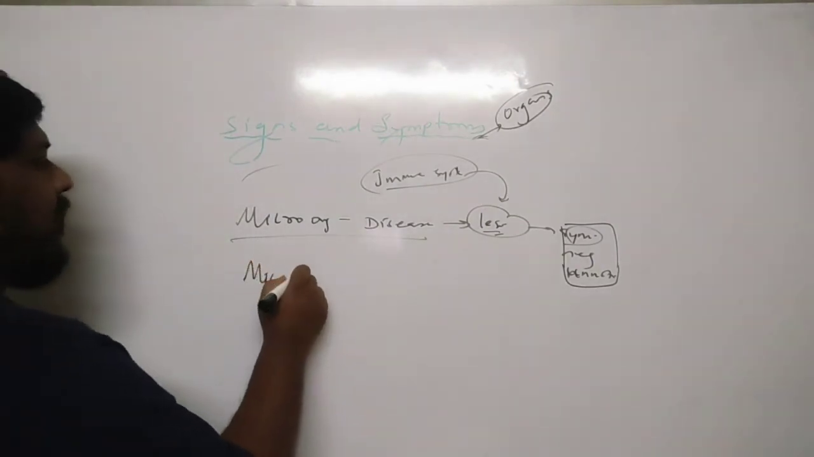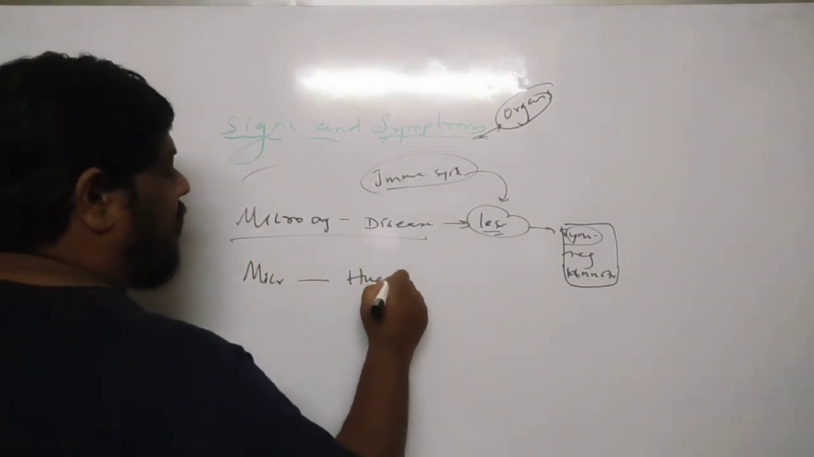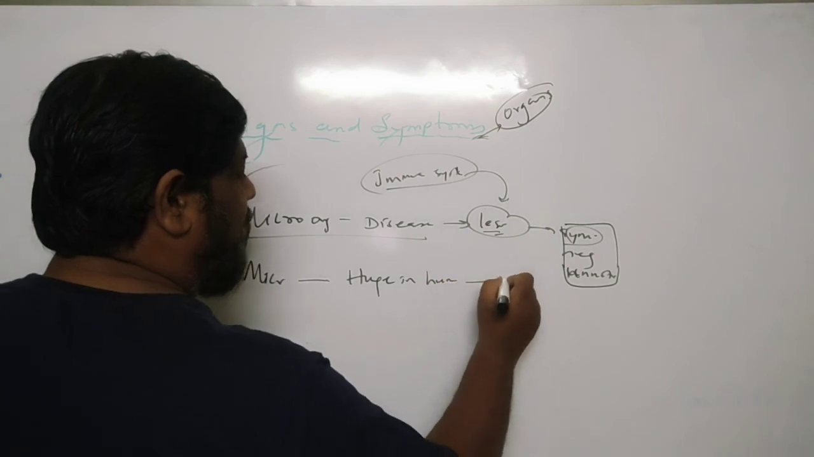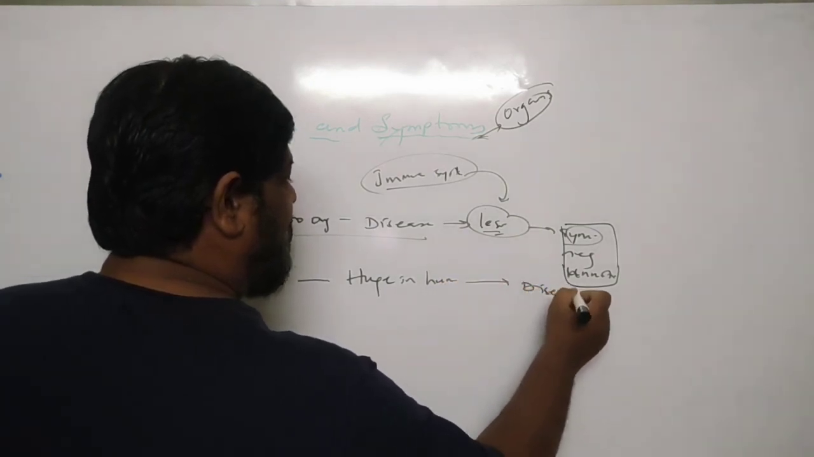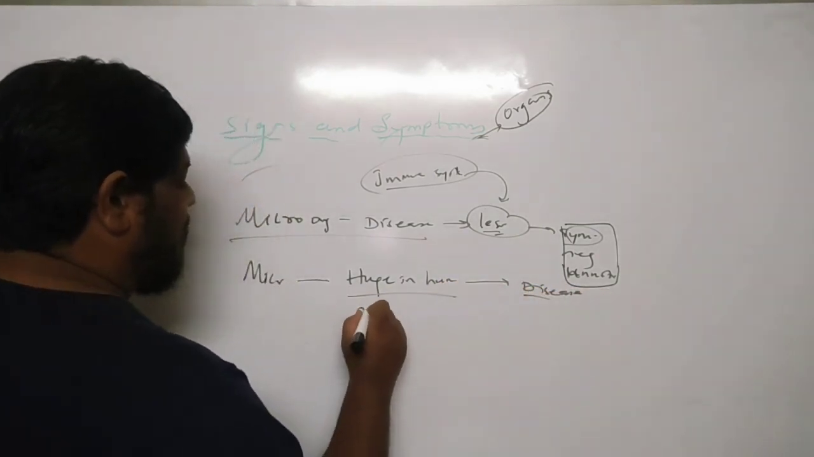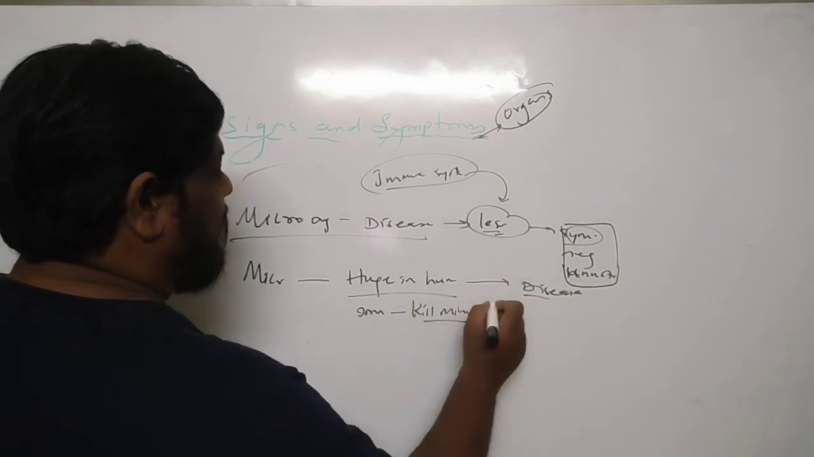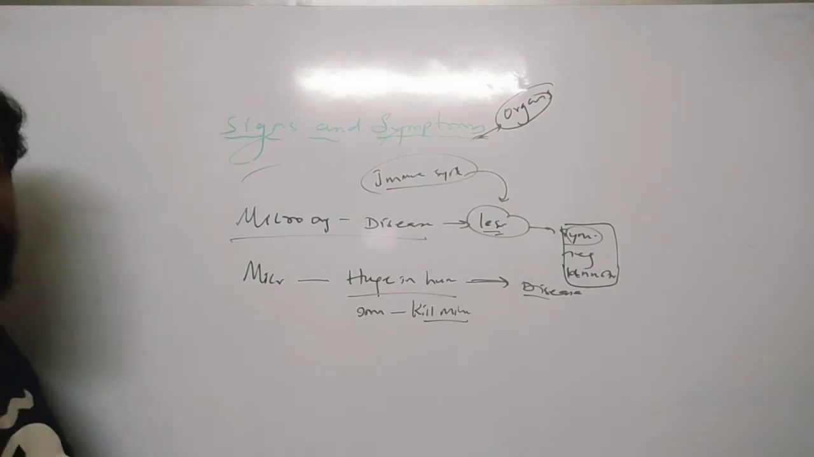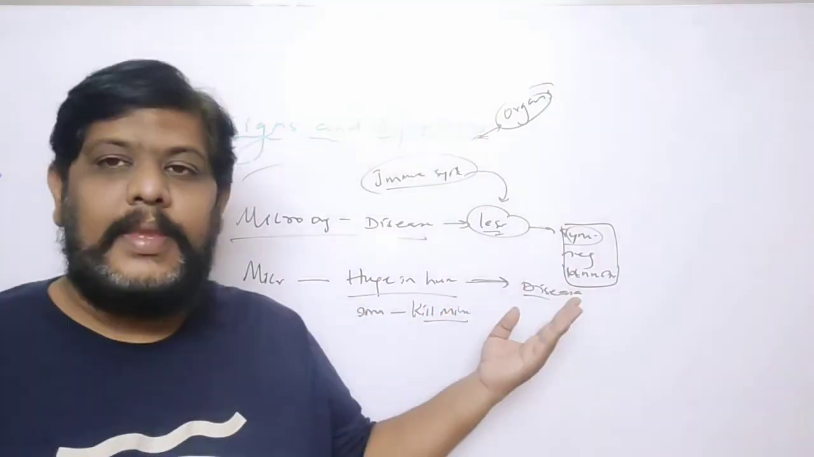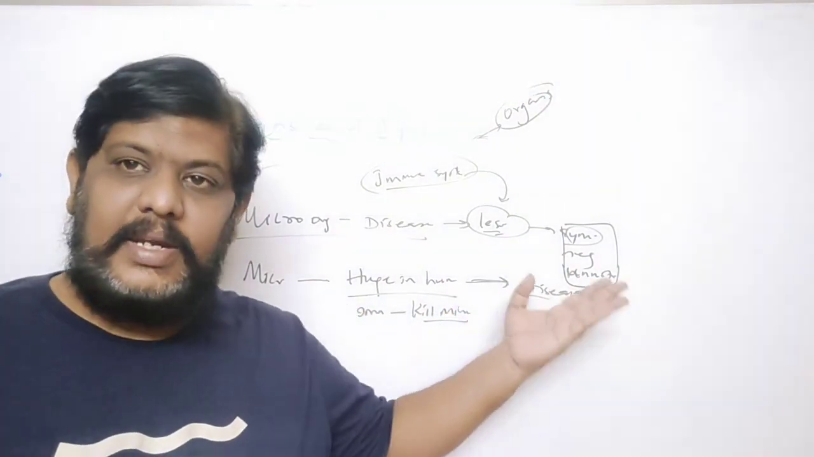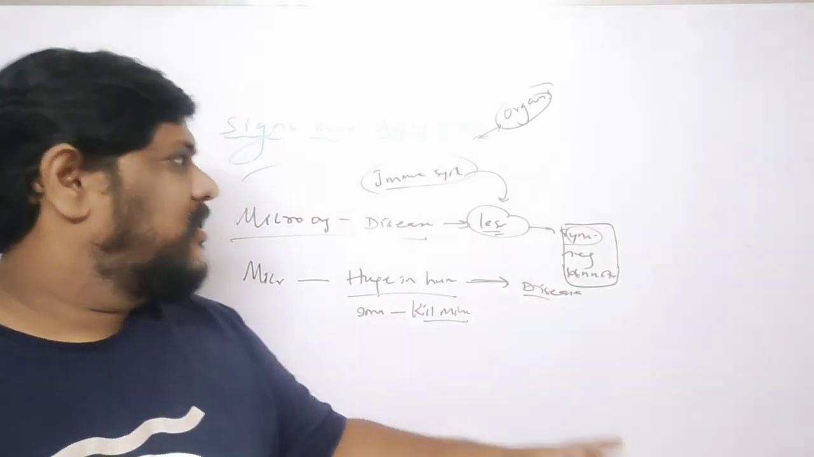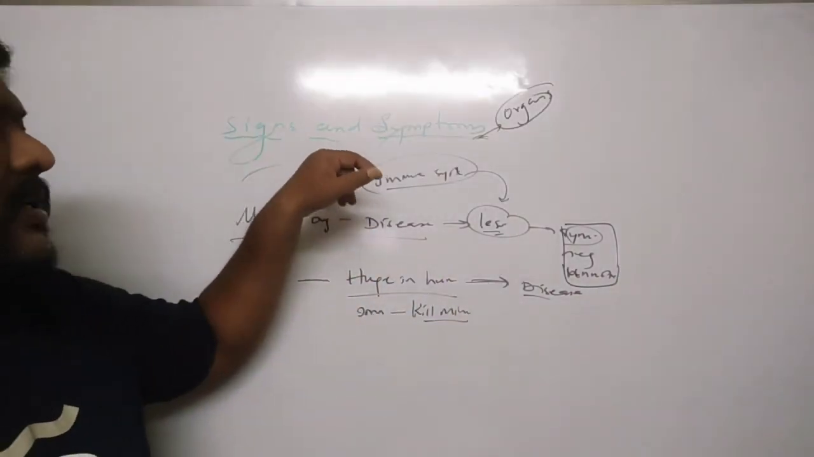But if the same microorganisms are huge in number, that will definitely result in a disease, where our immune system fails to kill all the microorganisms. So the symptoms you see will lead to the disease. This is how you can see these signs and symptoms.